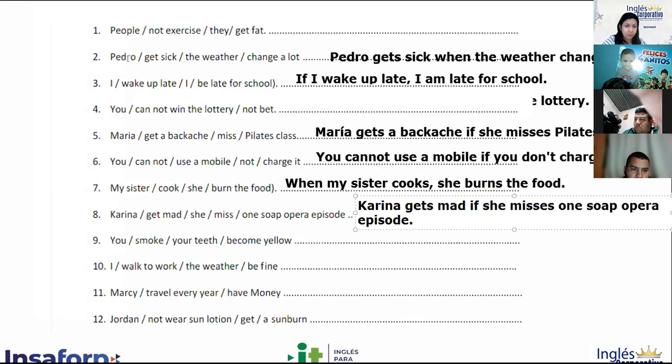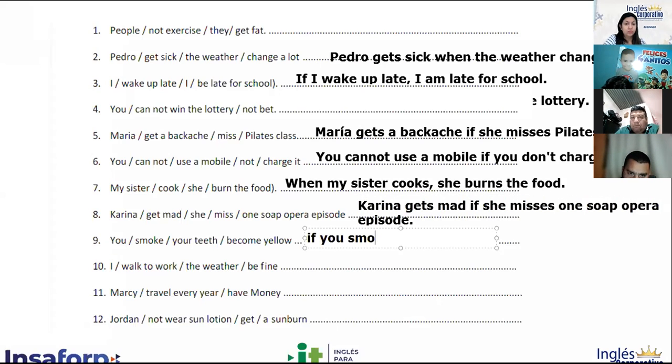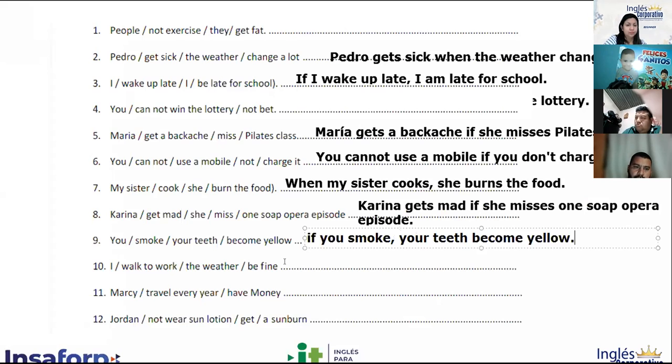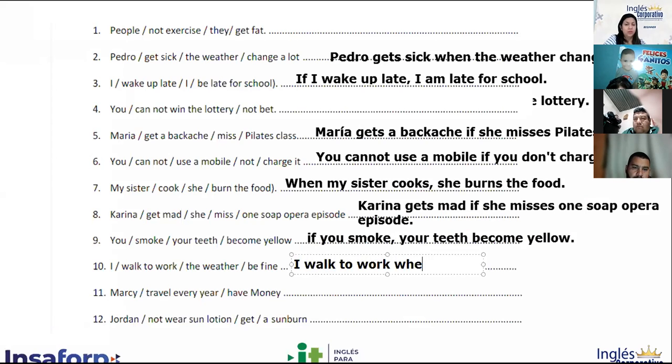Okay, the next one. Can somebody tell me? If you smoke, your teeth become yellow. That's true. Your teeth? I walk to work if the weather is fine, or when the weather is fine.